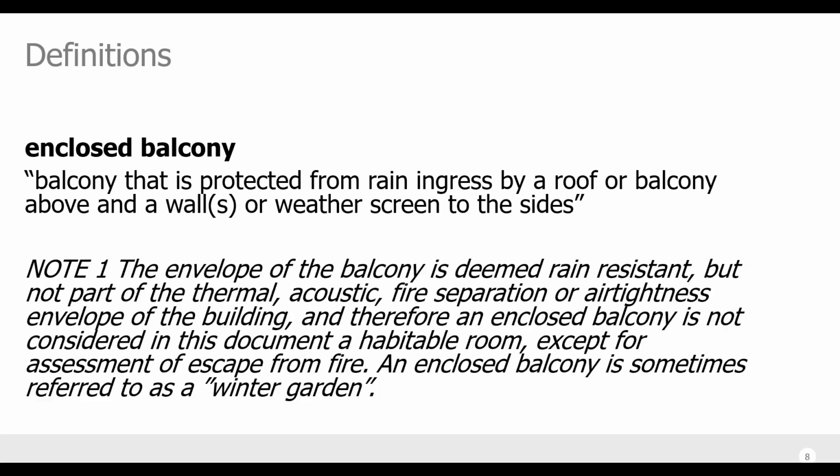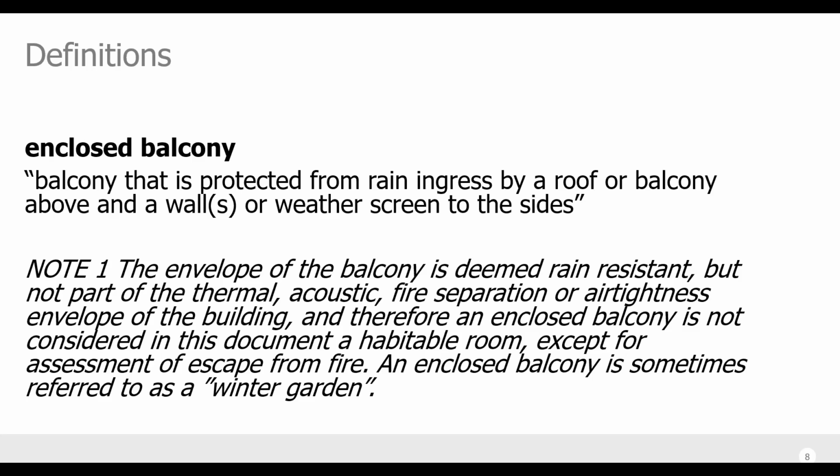One other thing is to note that the envelope above a balcony is deemed rain resistant, but not part of the thermal, acoustic, fire separation or air tightness envelope of the building, and therefore an enclosed balcony is not considered in this document as a habitable room, except for assessment of escape from fire. And an enclosed balcony is sometimes referred to as a winter garden.